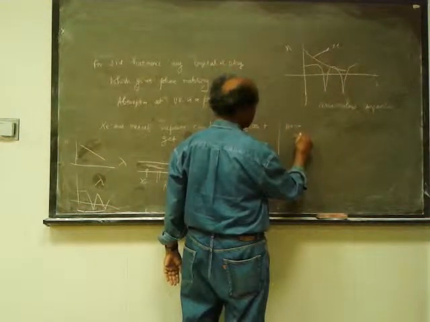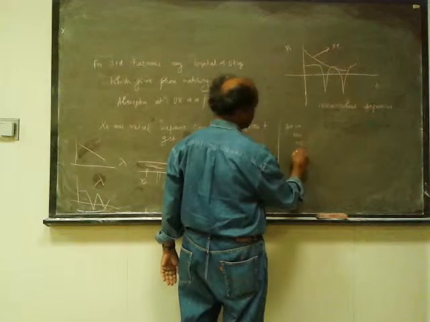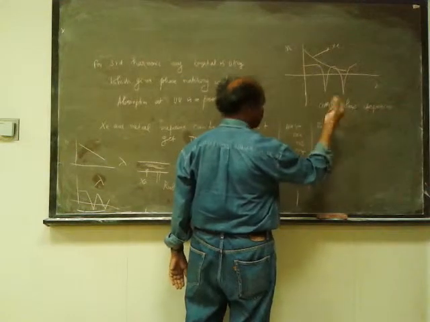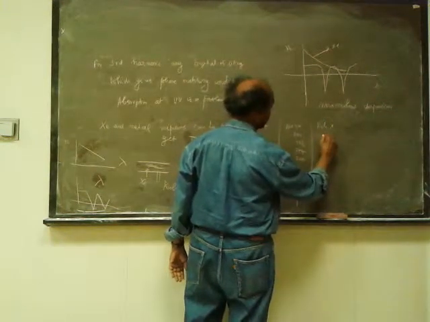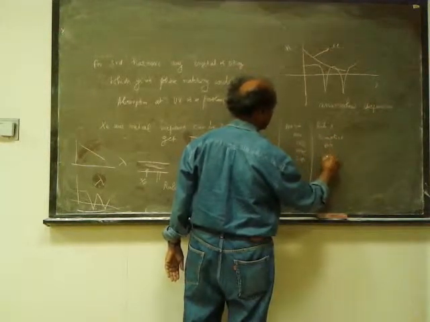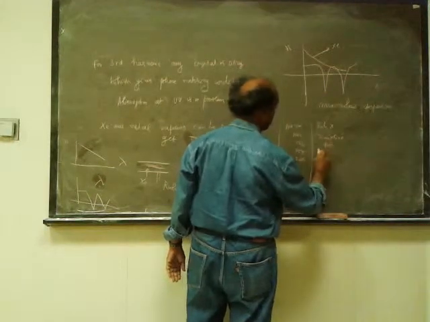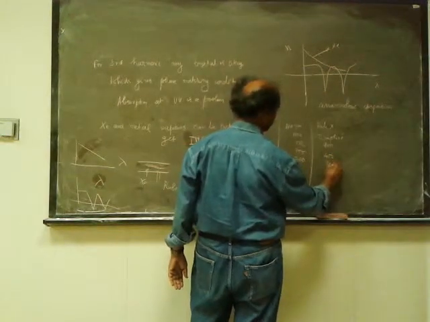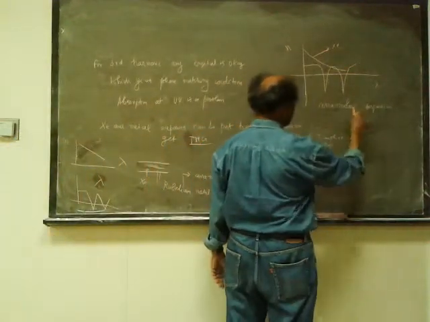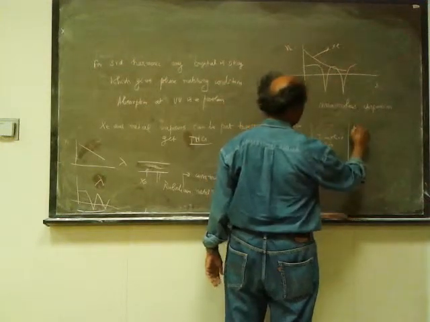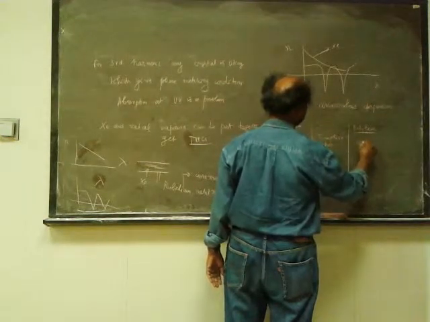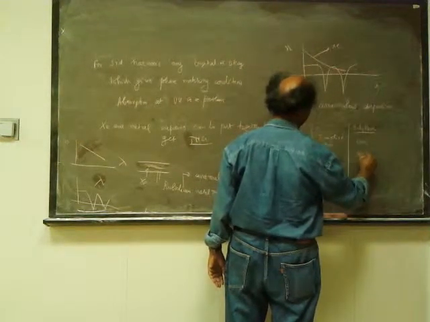You start with 532, 355, 266. Ruby laser, even this is out, this is gone. You can have titanium sapphire laser. You can get 800, 400, let me say 900, 450, 300, that's all. And then, not ruby lasers. Ruby laser is still very beautiful, but it is there in the museum. This is 694, 342.